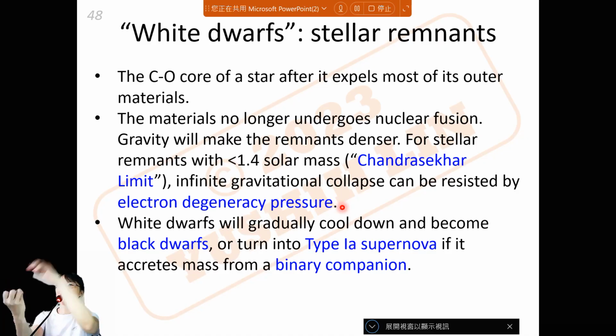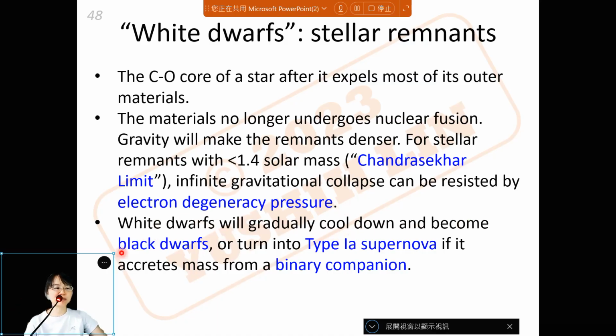So you will see a star with material that you know. Nucleus in the middle, electron at the outer part. This is the material that we know. And white dwarf will gradually cool down and become black dwarf, or turn into type 1 supernova if it accretes mass from a binary companion. I will ignore the latter part. So you only need to know that it will basically cool off.